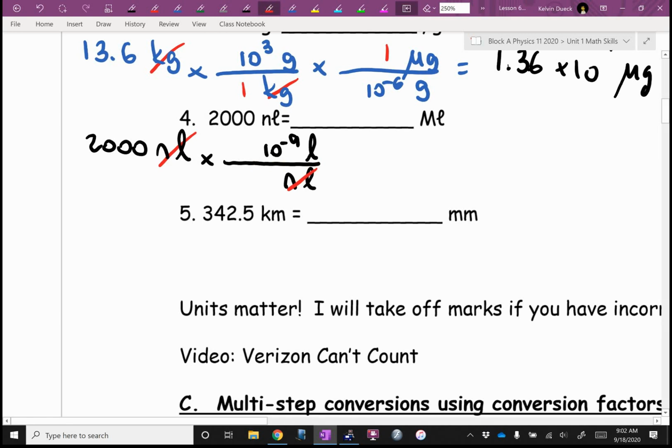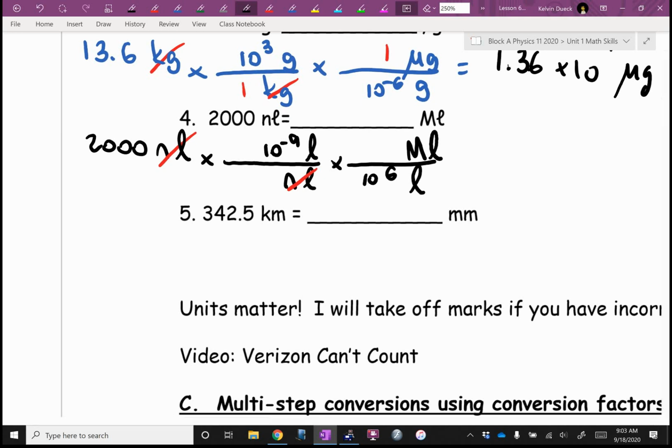Oh, by the way, what if nanoliters had been on the bottom? Where would it go in my conversion factor to get it to cancel? On the? And now we'll have some like that coming up, but it's going to flow nicely. Okay. Times, now I want liters to cancel. I want megaliters left behind. Mega is 10 to the... If it's on the top, we multiply. If it's on the bottom, we divide.